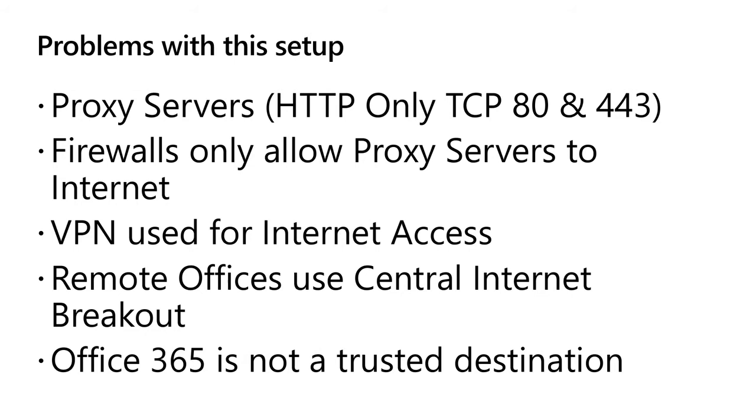Firewalls, we need to open up sufficient ports so that we can connect securely to Office 365 and allow traffic to go there with good quality. We have to think about the VPNs because they are not optimized; we don't want to hairpin through our corporate network because the quality will not be there. Remote offices we have to think about, and we have to make sure that Office 365 is a trusted resource. So how are we going to do this?